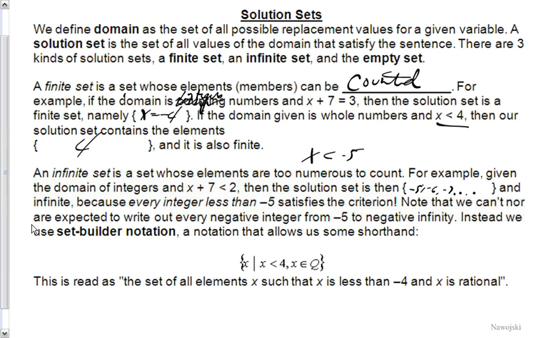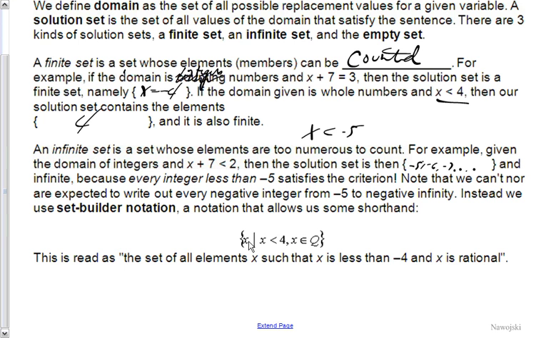An example of set builder notation is right here. It's read the set of all x's such that, okay, that's what this little line means, such that x is less than -4. That's this statement right there. And x is rational. So you can see all of these things are part of the statement.